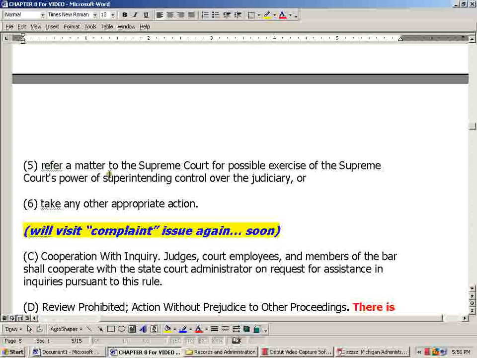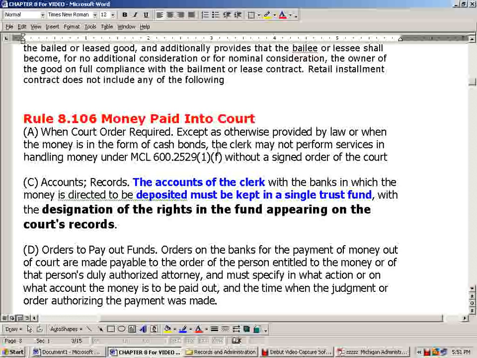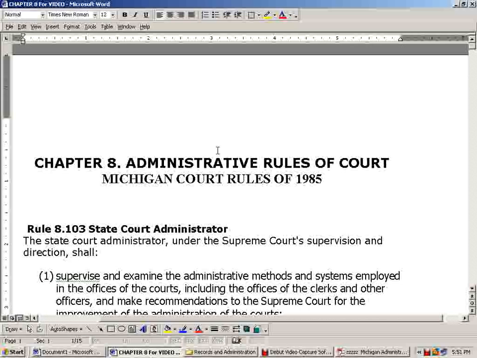But there's certain things he can do, and the question is, right, submission of a request. So this is a verified complaint to the chief judge of the court that you're dealing with, if it has something to do with that court, or to the chief judge. Now again, the chief judge is appointed by the Supreme Court. Did I cover that up here? Go back to the top real quick.